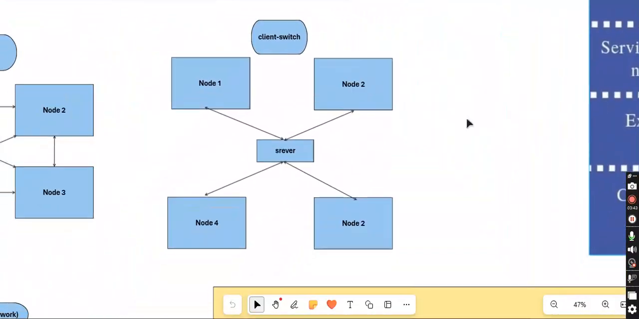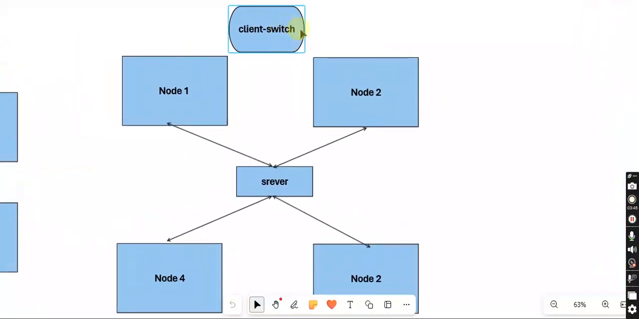First of all, you need to client switch. No, bro. It's actually client server model. You might have seen the syllabus, is it?